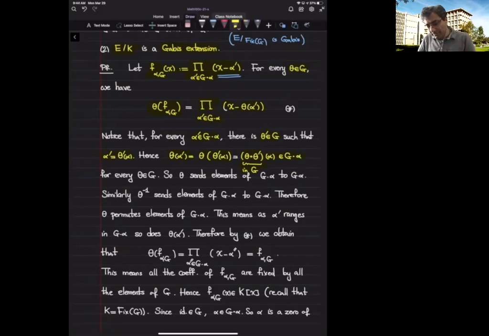So theta permutes the elements of the orbit of alpha. Alternatively, I can say that theta, by this argument, sends an element of the G orbit of alpha to an element of the G orbit of alpha. I can run the same argument and say theta inverse also sends elements of the G orbit of alpha to elements of the G orbit of alpha, and they are inverses of each other. So altogether I get that theta just permutes elements of the G orbit. So as alpha prime ranges over the G orbit, so does theta of alpha prime. So theta of alpha prime is also ranging over the G orbit in a unique way. So again, what does that mean?